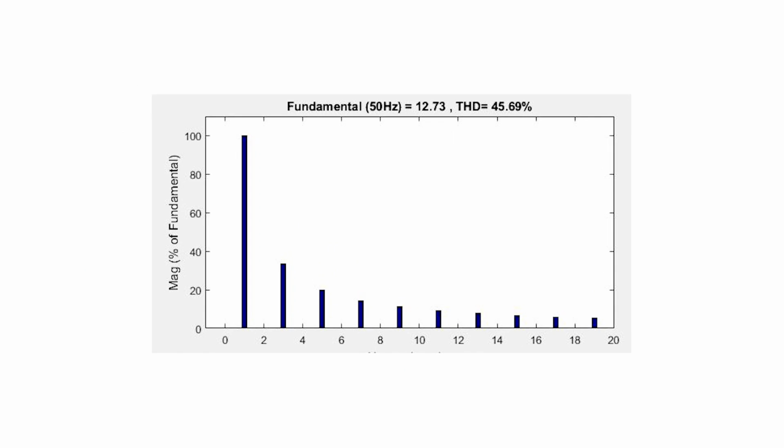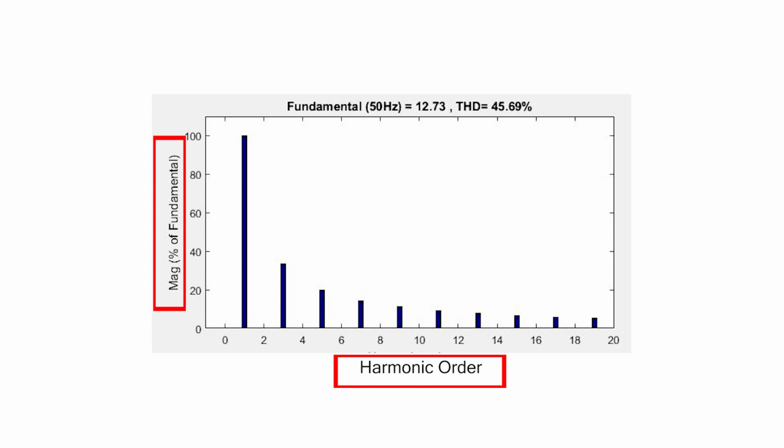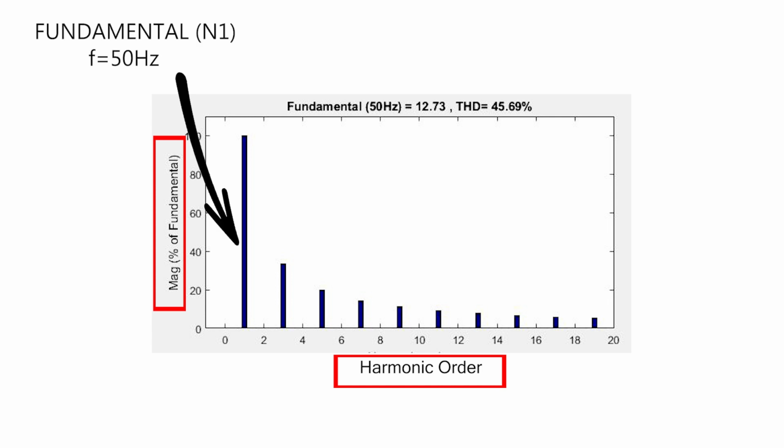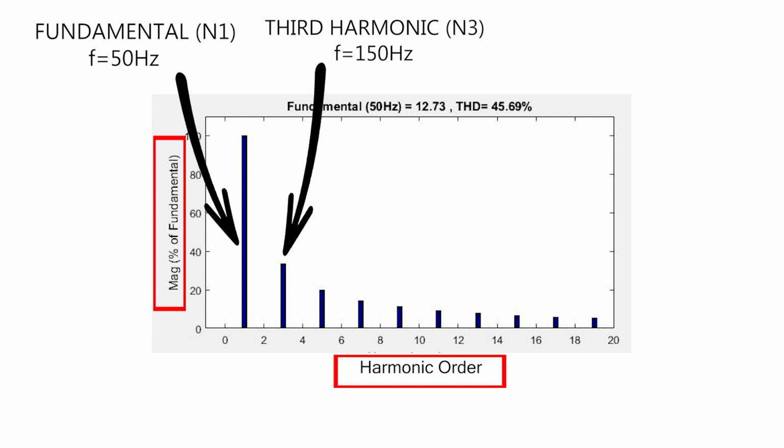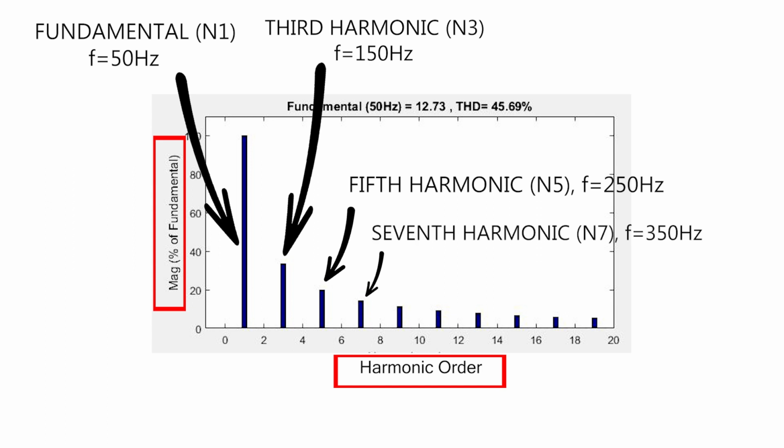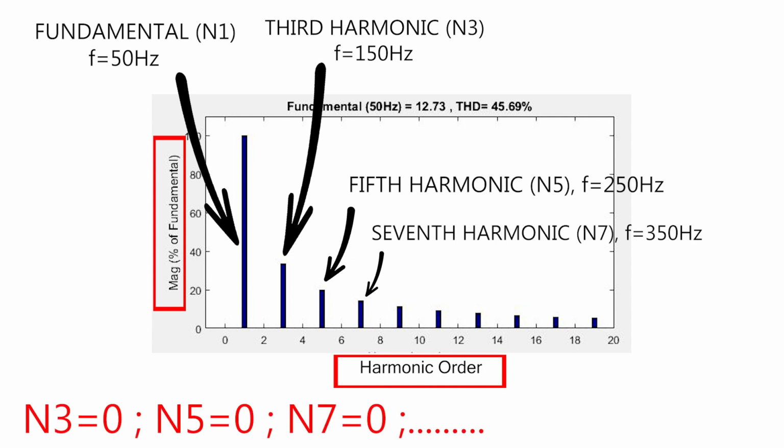The same information can be shown in a graphical format. The y-axis represents the magnitude and the x-axis represents the harmonic order. The first one is the fundamental component at 50 Hz. This harmonic component has frequency equal to 3 times the fundamental frequency, that is 150 Hz, and is called the third harmonic voltage. This is the fifth harmonic voltage. This is the seventh harmonic voltage, and so on. Now our aim is to remove the unwanted harmonics and try to control the fundamental voltage.